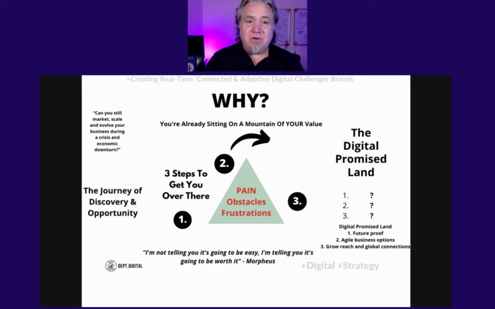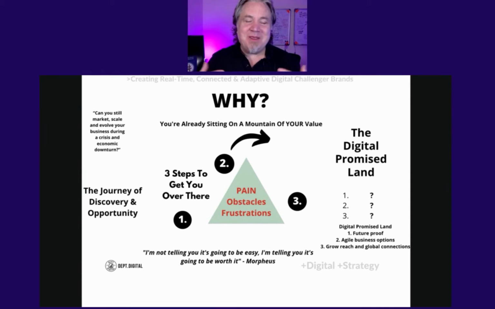But we have to get over this pain, obstacles, and frustrations. And I've broken it down into 3 steps that allow us to do that, which I'm going to be getting into in much more detail. But we want to understand those pieces and where we want to go. I'll be talking about this soon, but it's our goal, our promise, our call to action. What is it that we want to accomplish here? Where is it that we're heading? And I say digital promised land, and in some cases it's a faraway land that we've never seen, and it never actually comes true.